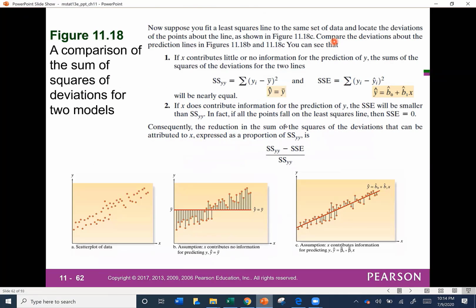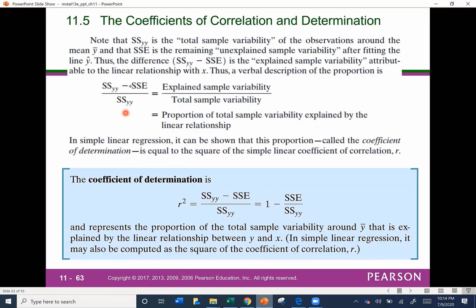That is the formula for the coefficient of determination. This formula is the explained sample variability in y with respect to the mean of all y, divided by the total sample variability of all y with respect to the mean of all y. That is the proportion of total sample variability explained by the linear relationship. And that is the interpretation. The coefficient of determination is this ratio and represents the proportion of the total sample variability around the mean of all y that is explained by the linear relationship between x and y.